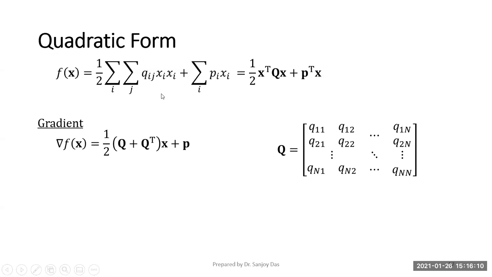The gradient of this is this. Del f of x, remember always this expression. The derivative is half of Q plus Q transpose x for the first term, and the derivative of the second term is p. See, this p transpose becomes p here. Now, I could have also written this p transpose x as x transpose p, because p transpose x is the same thing as x transpose p. Both are scalars, and the derivative of that is p. So this is the gradient.